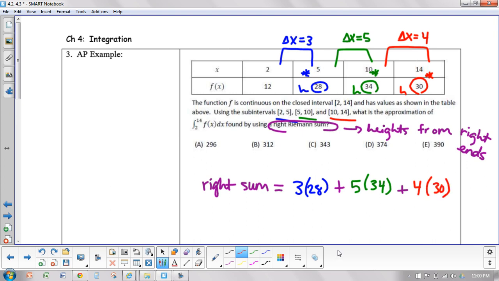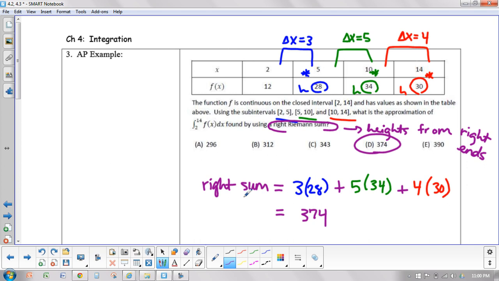In this case, you don't have a width or a delta x that's the same every time that you're going to factor out. So you're just going to have to do each of those computations. And you might have to go over to the side of your paper and actually multiply everything out. It could very well be a no calculator question. You should come up with 374.